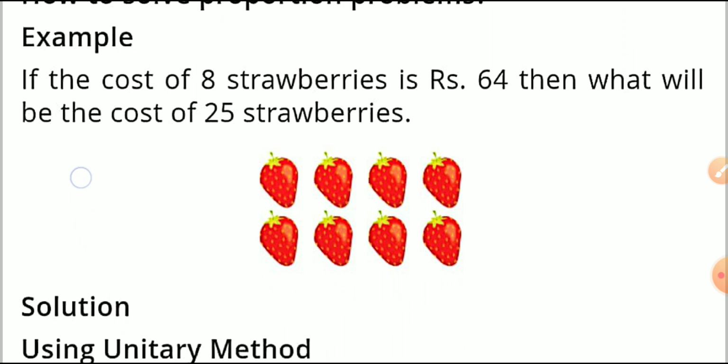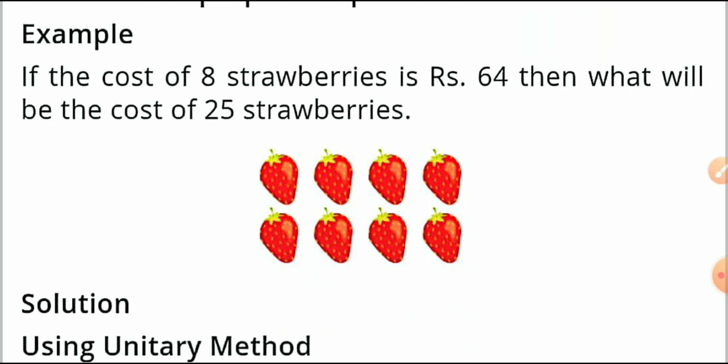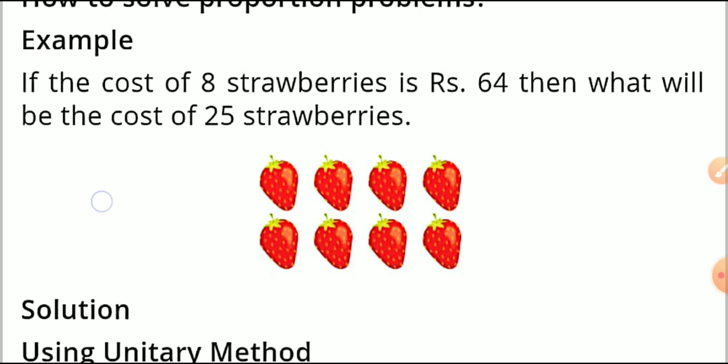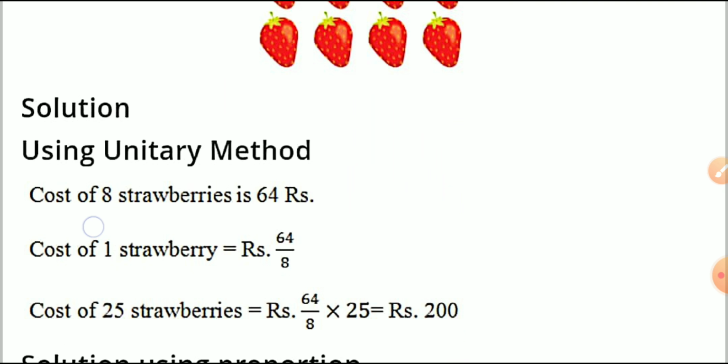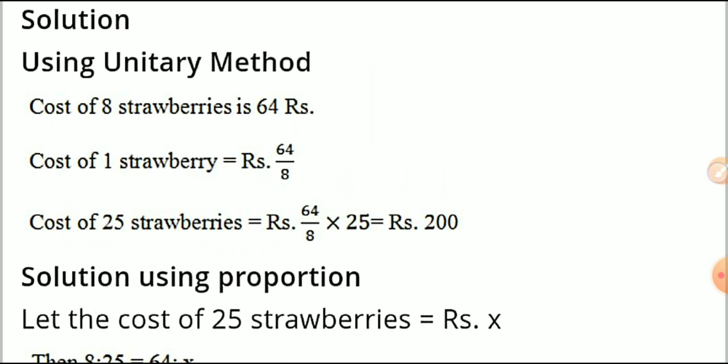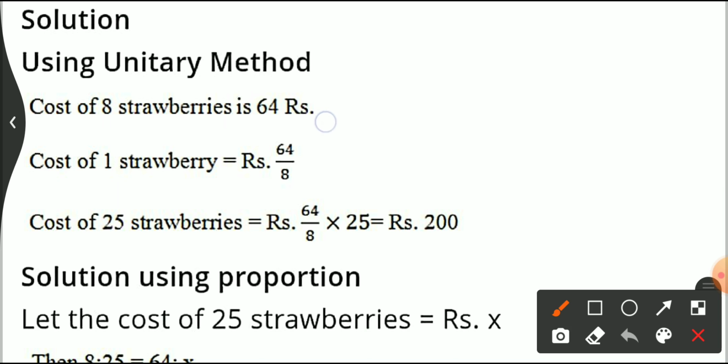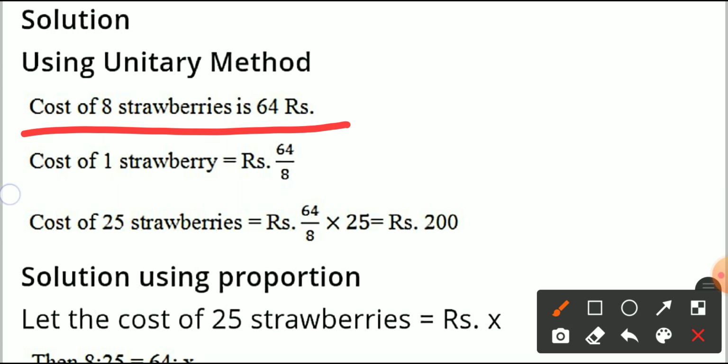Here is an example. If the cost of 8 strawberries is 64 rupees, then what will be the cost of 25 strawberries? So here we will do this problem with the unitary method. The cost of 8 strawberries is 64 rupees. It is given in the question. Okay. And the cost of 1 strawberry is what?